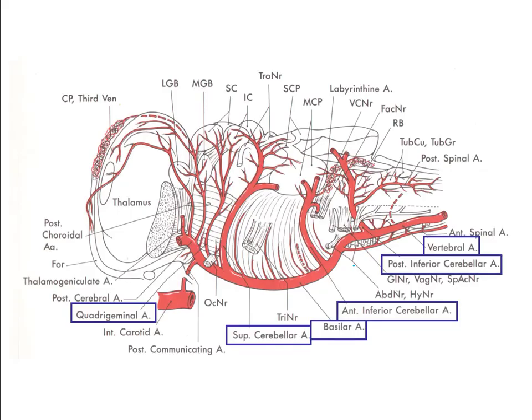So when we think about these, the vessels that are going to give rise are these main ones: vertebrals, PICA, AICA, basilar, superior cerebellar, and then this one called the quadrigeminal. Where would the quadrigeminal be going?